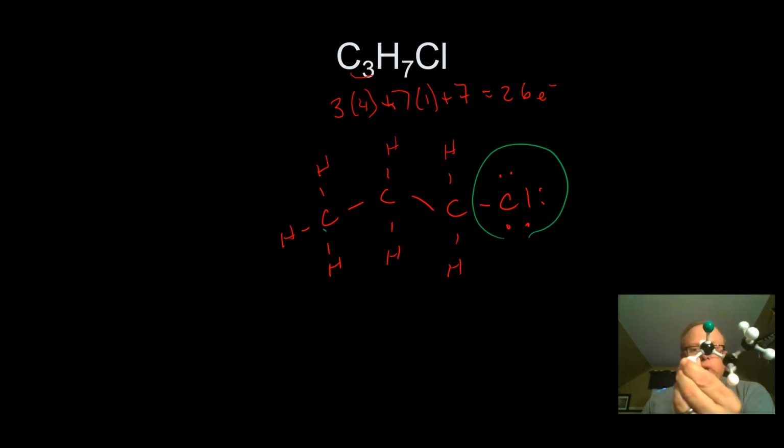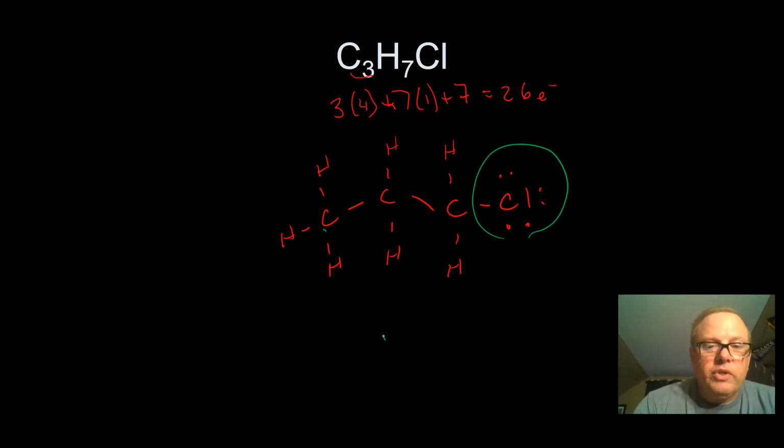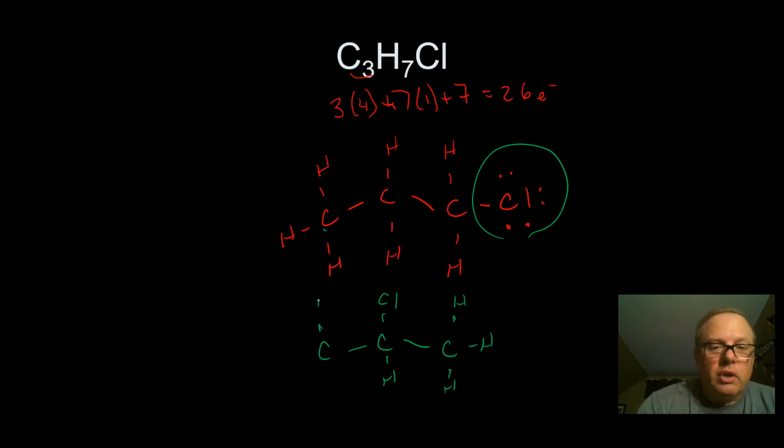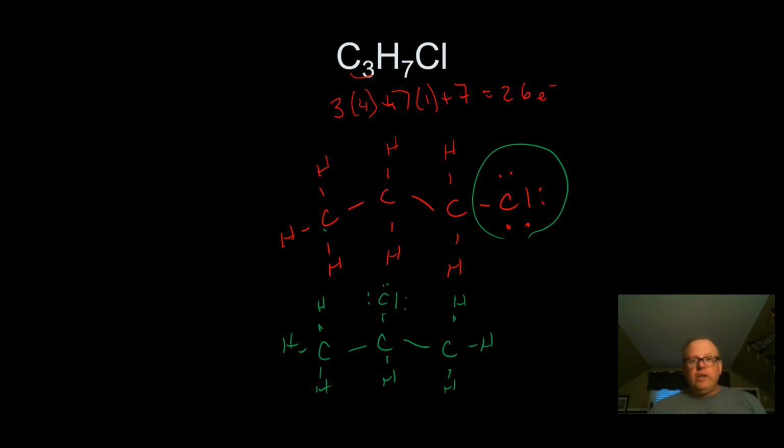So there's really only a couple ways that I can write this. I can move the chlorine, and I'm going to draw the isomer now. I'm going to move it to the central carbon. So I'm going to put the 3 carbons together. Now I'm going to move the chlorine to here. I'm going to attach my 7 hydrogens. And I'm going to put the last 6 electrons to get to 26 like that. So these are the 2 isomers here.